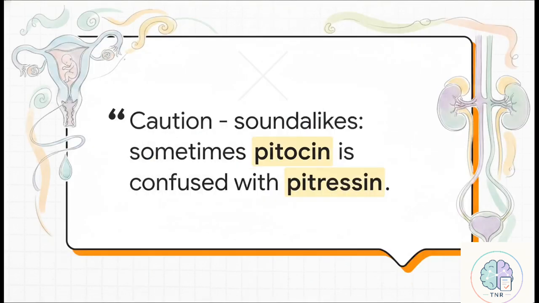But before we dive into the exact numbers, I absolutely have to highlight this critical warning straight from the clinical source notes. Caution, sound-alikes. Sometimes Pitocin is confused with Pitressin because of similarities of the names. This is a classic, huge medication error risk that you just can't afford to miss. Pitocin is oxytocin, used in labor. Pitressin is vasopressin, used here for DI. Please do not mix these 2 up.